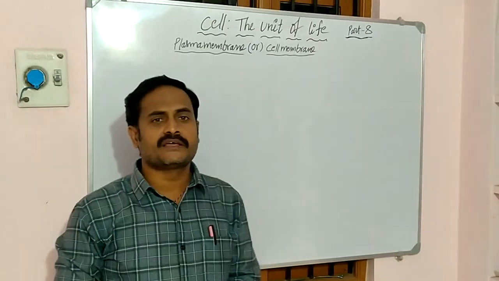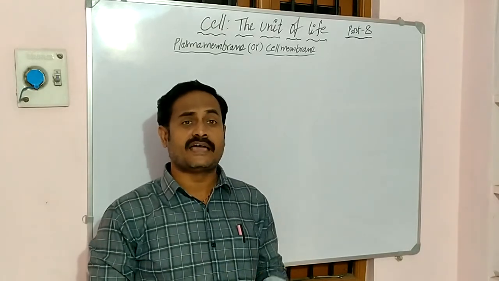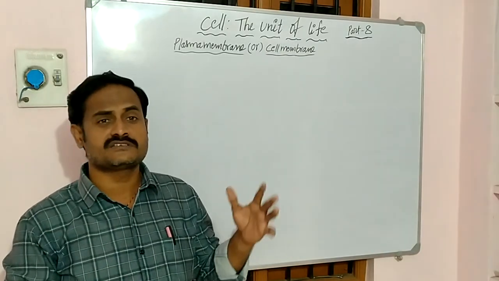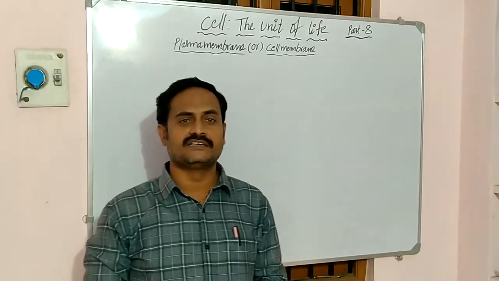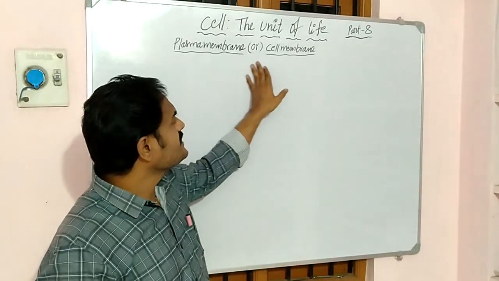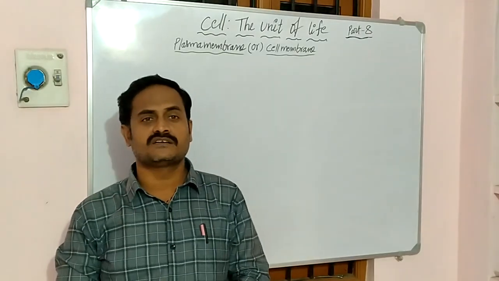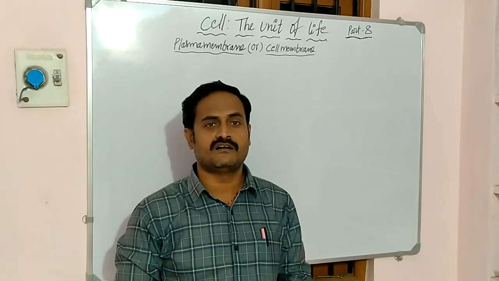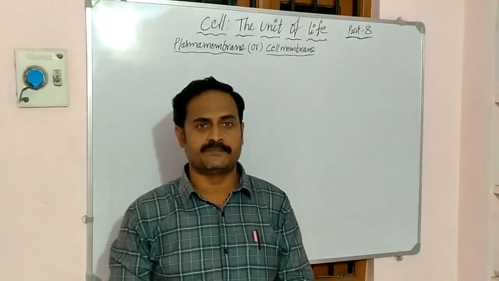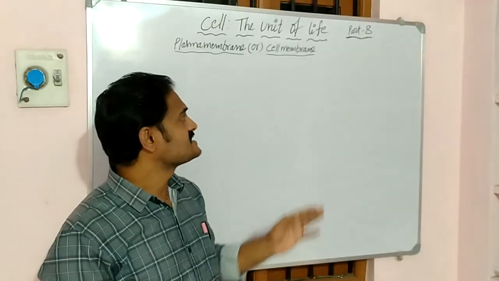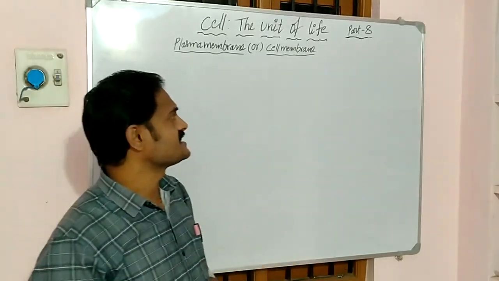So this cell membrane or plasma membrane was discovered after the invention of the electron microscope. Only in that period did scientists find out about the plasma membrane. Before 1950, the plasma membrane was not identified. After 1950 only, scientists found the plasma membrane. What is the reason? It is clearly visible in the electron microscope. So that is the reason.